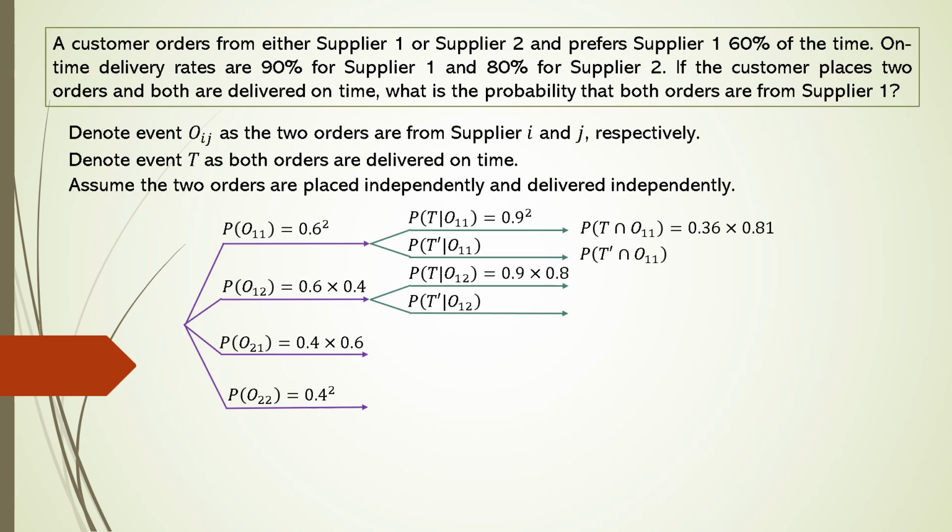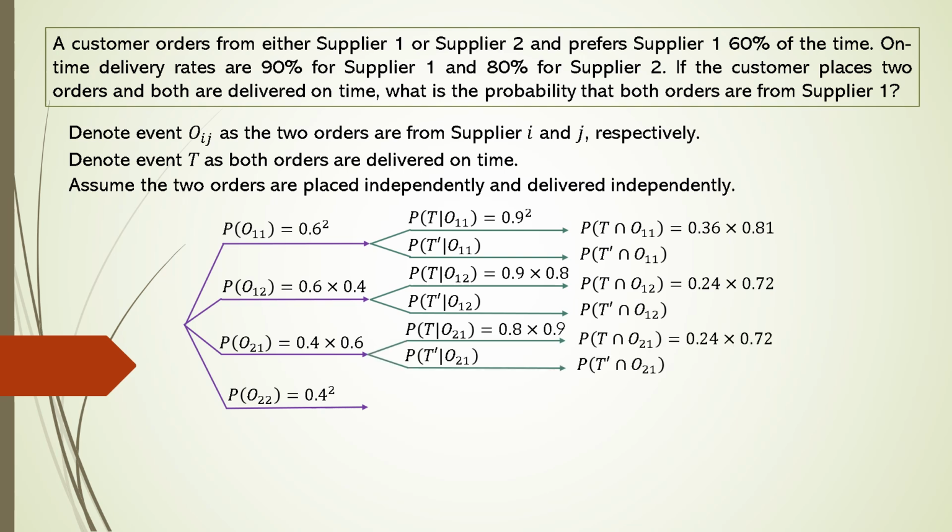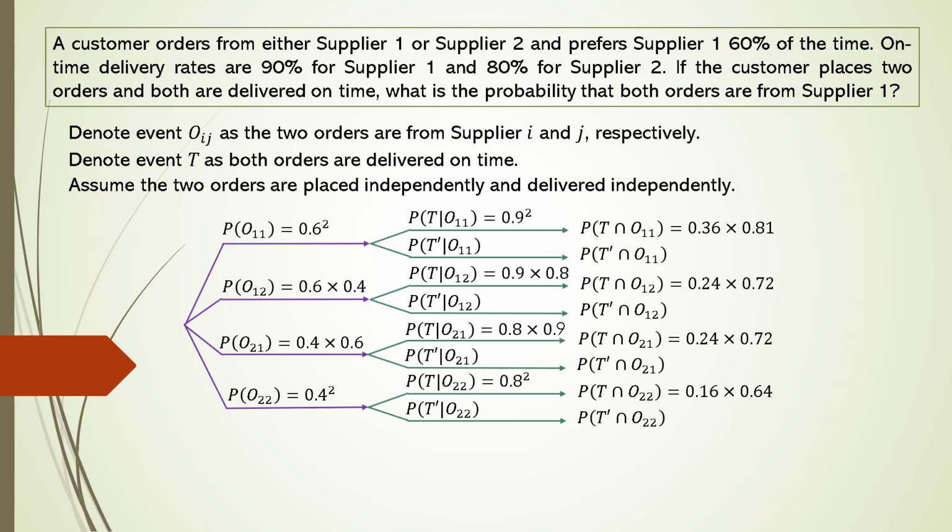Let's look at the lower two branches. So if the first order is from supplier 1, the second is from supplier 2, what's the probability that both are delivered on time? So from supplier 1, you have 0.9 probability to be on time. From supplier 2, 0.8. So you multiply these two. And that's how you get another two outcomes. And do the same for the other two. Now we have the tree completed.